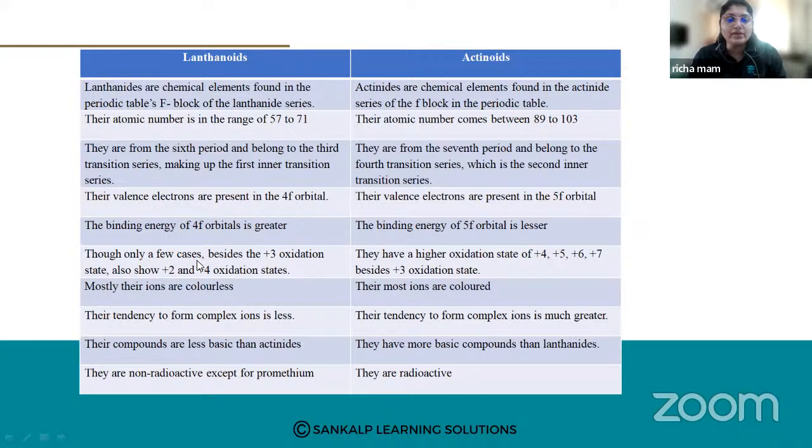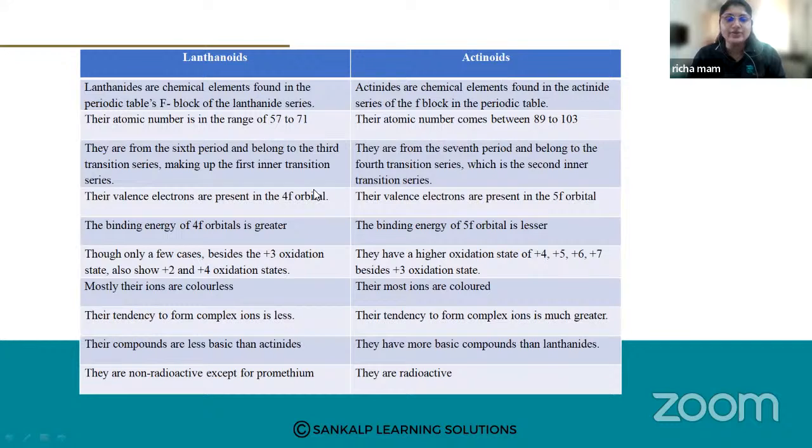Next, though only in a few cases, besides the +3 oxidation state, lanthanides also show +2 and +4 oxidation states. As we have seen, lanthanides most commonly occur in the +3 oxidation state, and apart from this, they also show +2 and +4 oxidation states. So this is about the oxidation state.